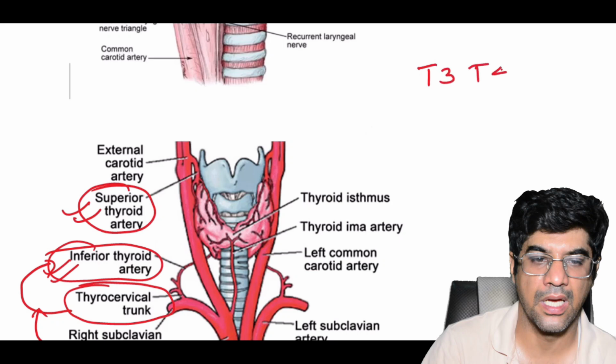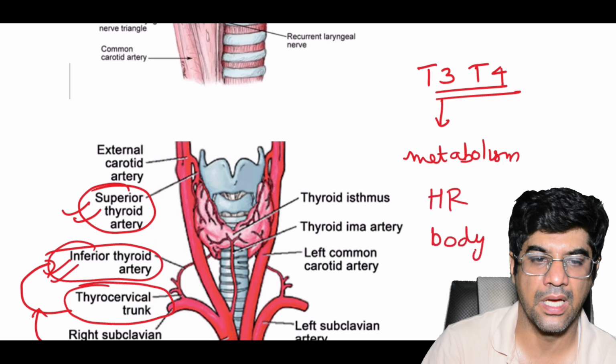Now the thyroid, we know, produces the hormones T3 and T4. These hormones are important for regulating the metabolism, heart rate, body temperature, and various bodily functions, including growth and development. Another hormone, calcitonin, remember, is produced by the parafollicular cells. Calcitonin helps to regulate the calcium level in the blood by inhibiting bone resorption.